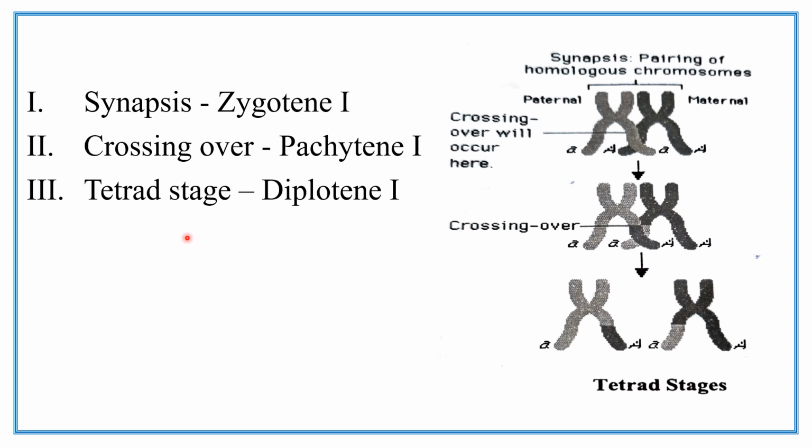The last is the tetrad stage, which happens in the diplotene stage. As we know, the synaptonemal complex is formed during synapsis, and it begins to dissolve during the tetrad stage, and the chromosomes separate and the chromatids become distinct at most of the points. As a bivalent chromosome appears to have 4 chromatids, it is now called a tetrad stage. It occurs in the diplotene stage of prophase 1.